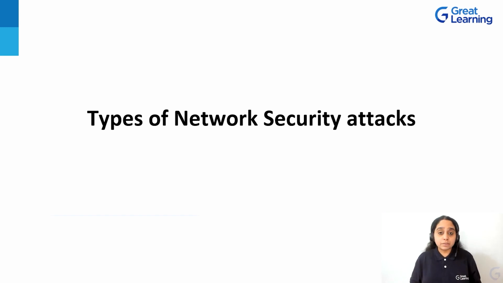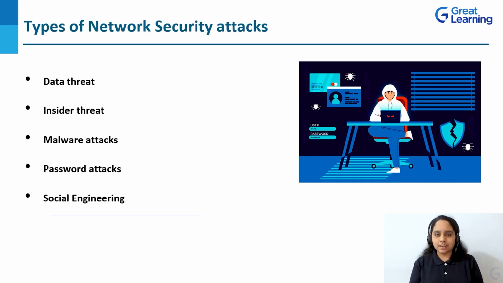Now we'll be discussing the types of network security attacks. In this course, we'll be focusing on 5 types of network security attacks. First one is data threat. Data threat occurs when the attacker uses a system without the consent of the owner to gain private information such as login credentials. Data threat is similar to data theft.